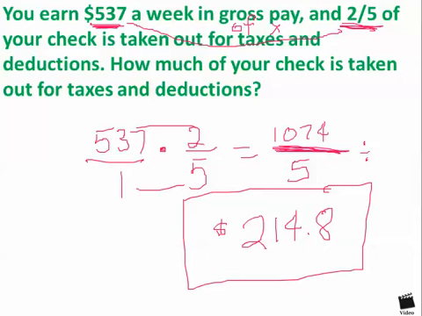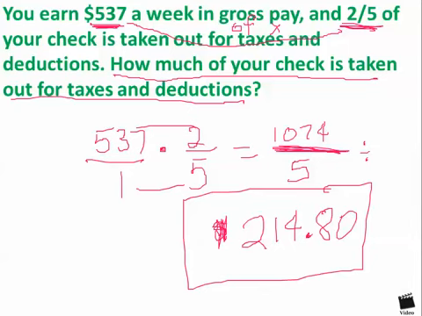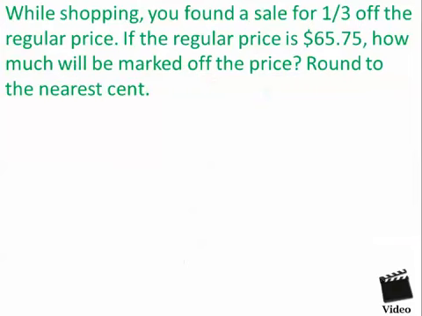Now, I need to go back and read the question because it's important that I answer the question I was asked, and I need to make sure I'm answering the right question. They might have said, how much of your money is left? Or they might say, how much are the taxes? So I need to make sure I'm answering the right question. This one says, how much of your check is taken out for taxes and deductions? Well, 2/5 of my check is taken out. I found 2/5 of my check to be $214.80. So I think that's a good answer right there. Make sure when you're doing your questions, you recognize that you might have to round up or round down to match the answer in the multiple choice.